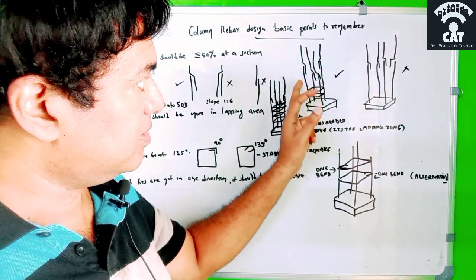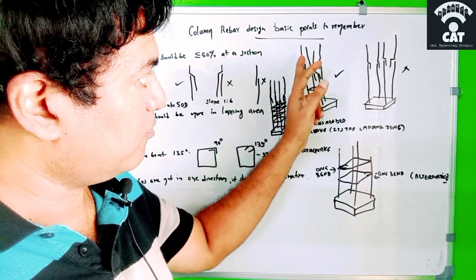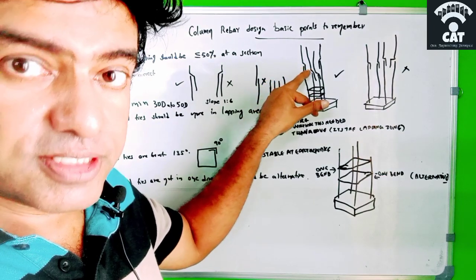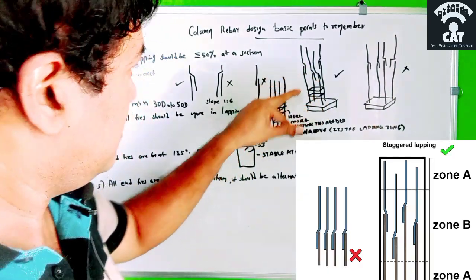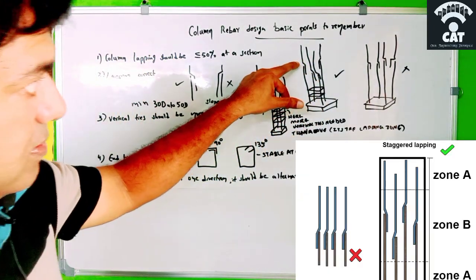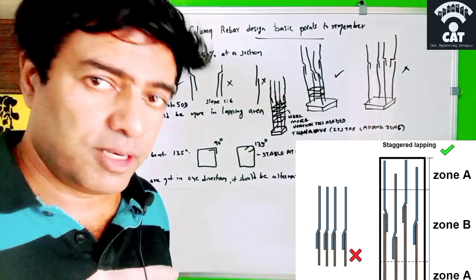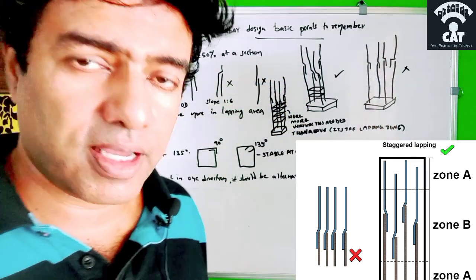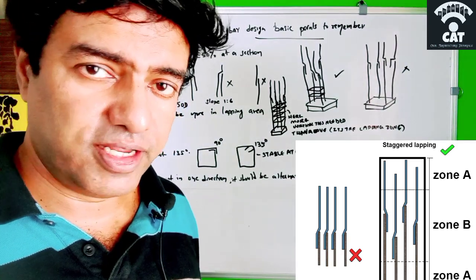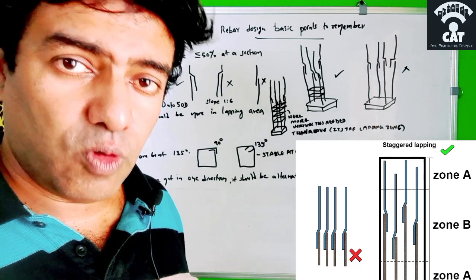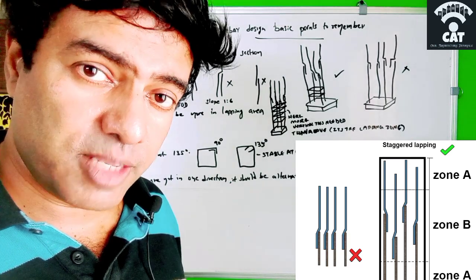If this is the down bar, this is the bar from the top. There should be a slope of 1:6 at this area, and then the lap length, from here to here, should also be adequate. It could be a minimum of 30D, or maximum up to 50D, where D is the diameter of the steel bar. Also note that D is the smallest diameter of the two bars.